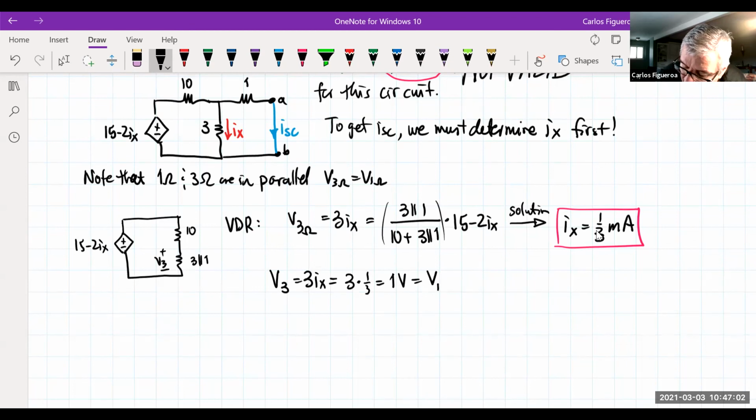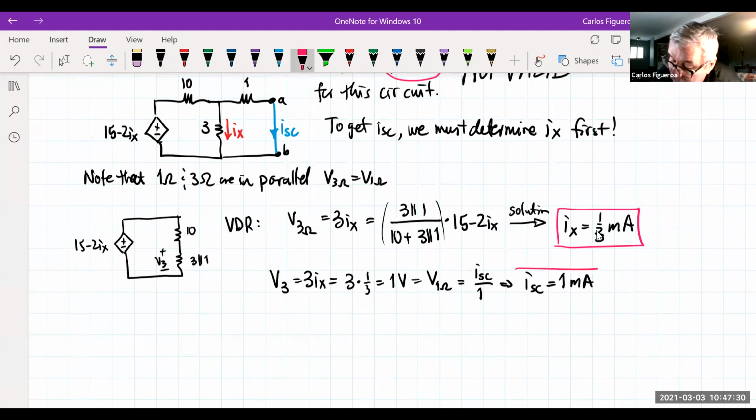But wait a minute, this is the voltage across the 1 ohm resistor because they're in parallel. And because they're in parallel, that tells me that then the voltage is related to the current, but this is I short circuit divided by 1. So this tells us here that I short circuit then should be 1 milliamp. So I now know what I short circuit is.